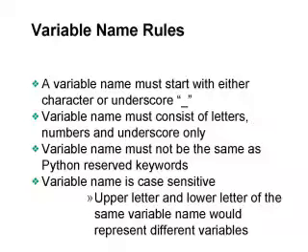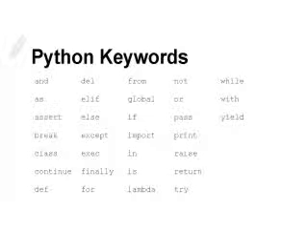Variable name must not be the same as a Python reserved word. There are existing Python reserved words, and you cannot use those words as your variable name. Variable name is case sensitive, so an uppercase variable is a different variable from a lowercase variable. And you can use any length of a variable name. So you can have a really long name for your variable, but you can also have a very short name for your new variable. These are the list of the Python keywords that you cannot use as a variable name. These are reserved words.